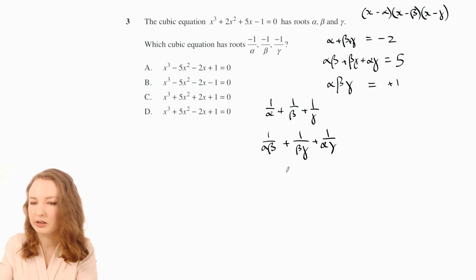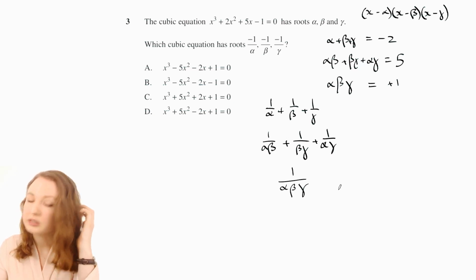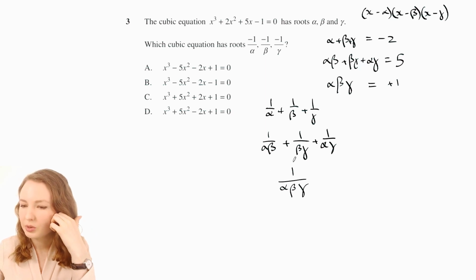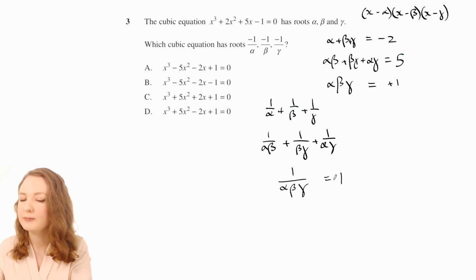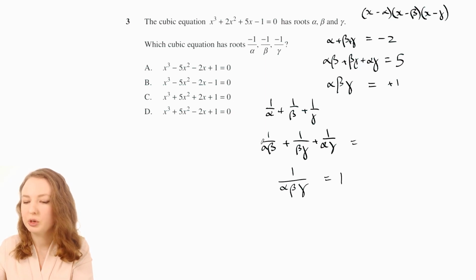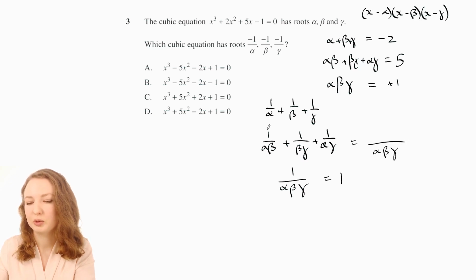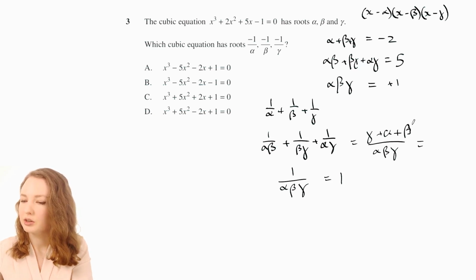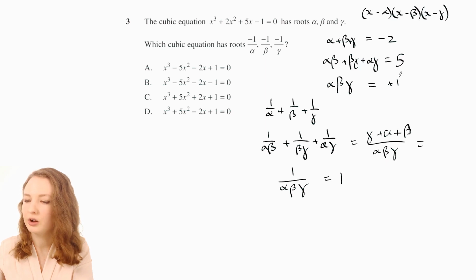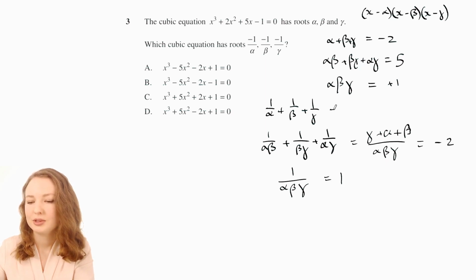What is that, and what is that one? So let's think about that. This one's pretty easy because it's just 1 over that, so that's just 1. This one, if we make a common denominator of alpha, beta, gamma, we would have to multiply this one by gamma on top and bottom, so it's going to be gamma plus alpha plus beta. So that's just the -2 over the 1. So that's -2.